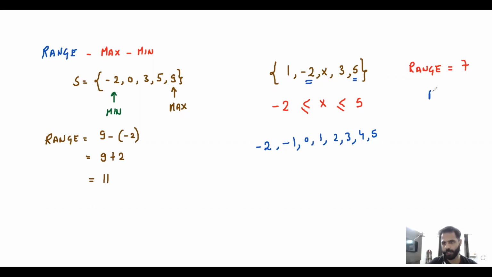But if the range is greater than 7, x can take only two possible values, either the maximum of the set or the minimum of the set. That's it for range. Later on, we'll see some more beautiful questions, difficult questions, interesting questions, right? And we'll club all of these things together.